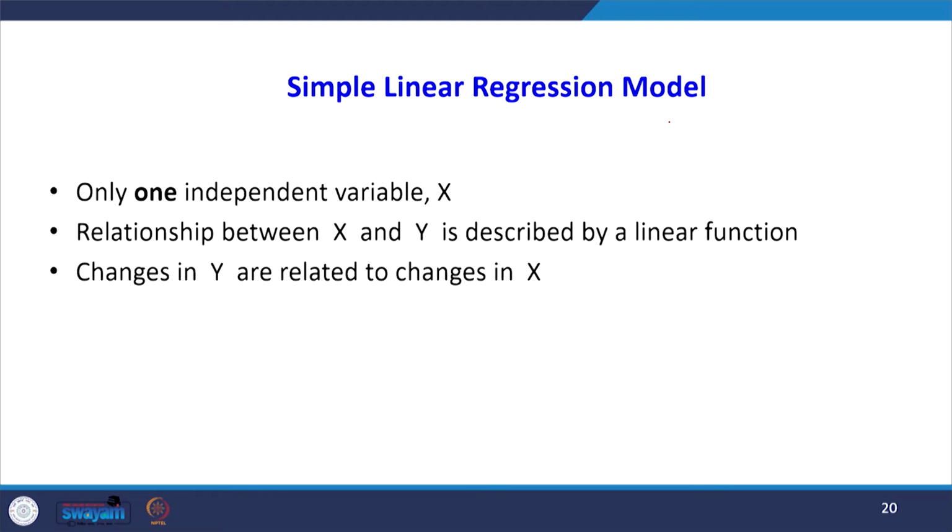First, we will discuss a simple linear regression model, where we are going to use only one independent variable. In simple regression analysis, only one independent variable is used, and the relationship between x and y is described by a linear function. Changes in y are related to changes in x. If I use only one independent variable this way, this is an example of a simple linear regression model.